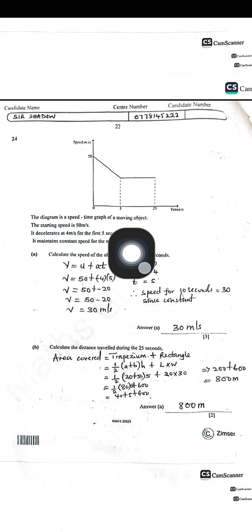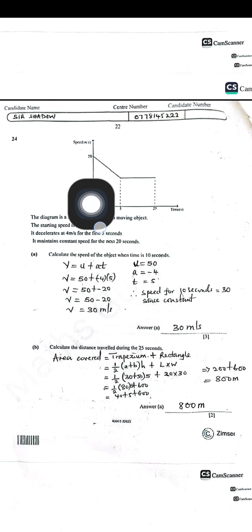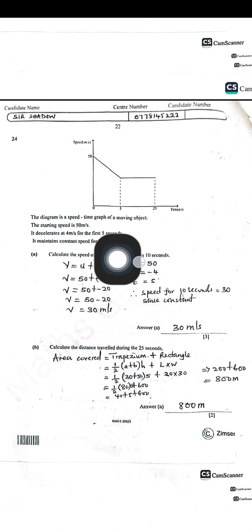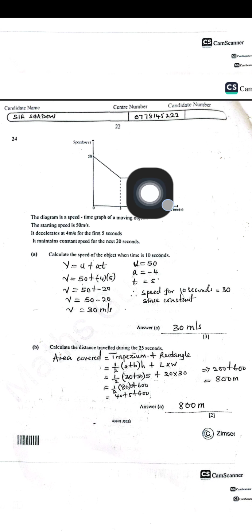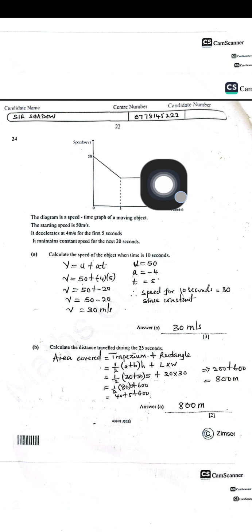So when considering a speed time graph, you have to familiarize yourself with some of the formulas: the formula for how to calculate acceleration, deceleration, the final velocity, the initial velocity. There are also formulas for the area of a triangle, area of a rectangle, area of a trapezium, area of a square. Familiarize yourself with those formulas.